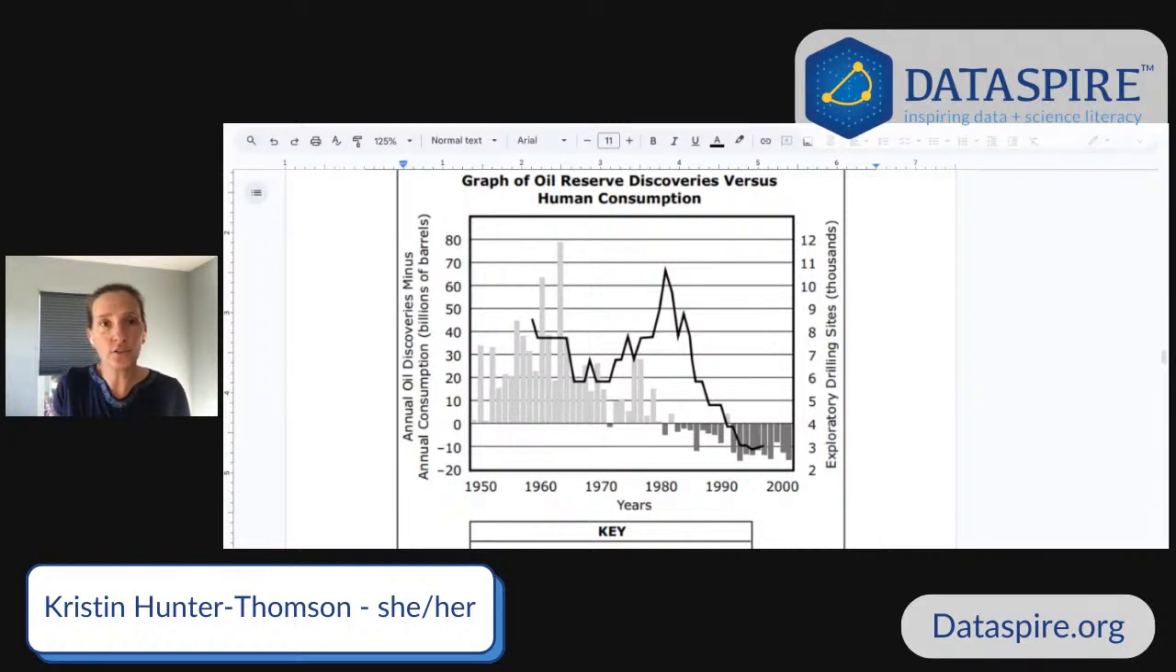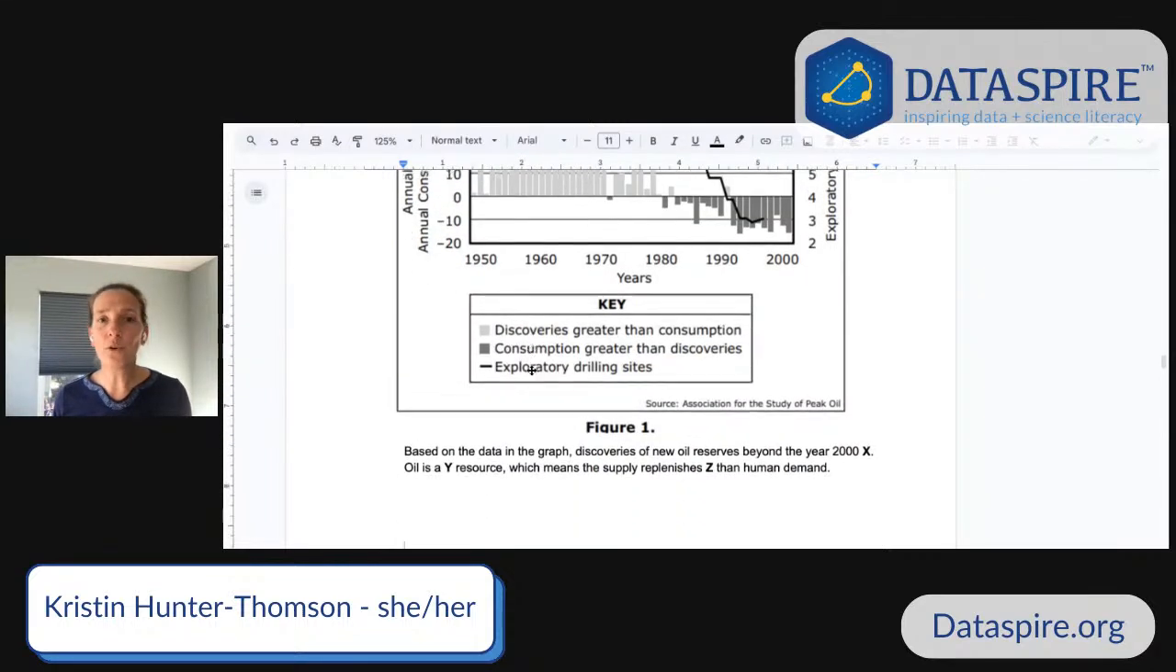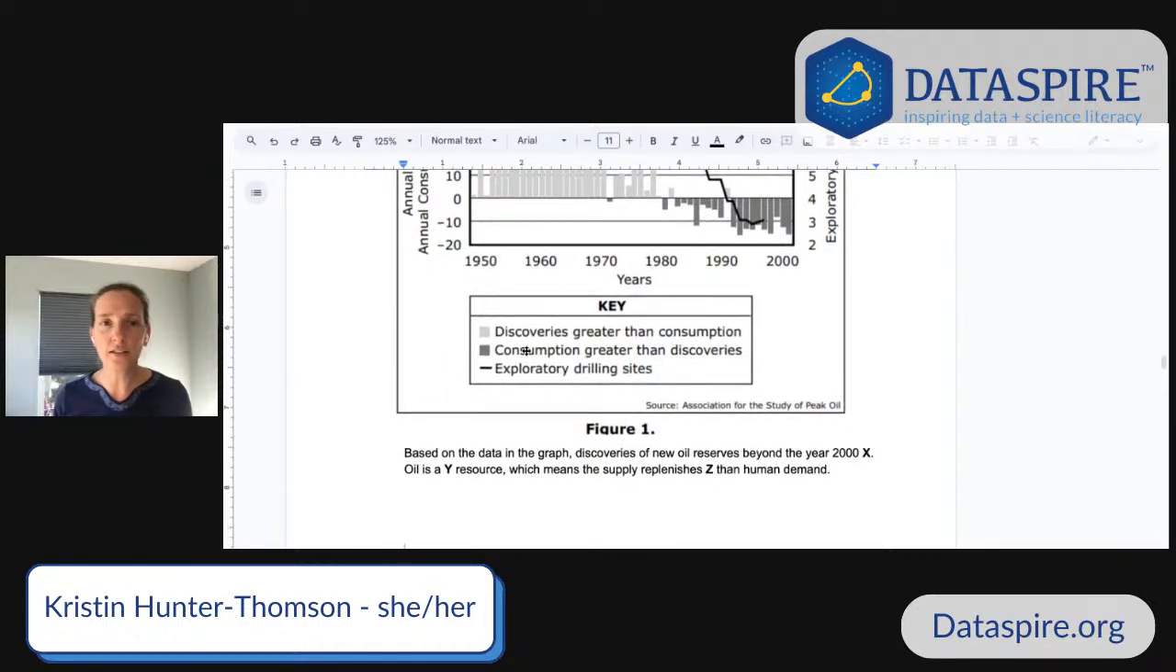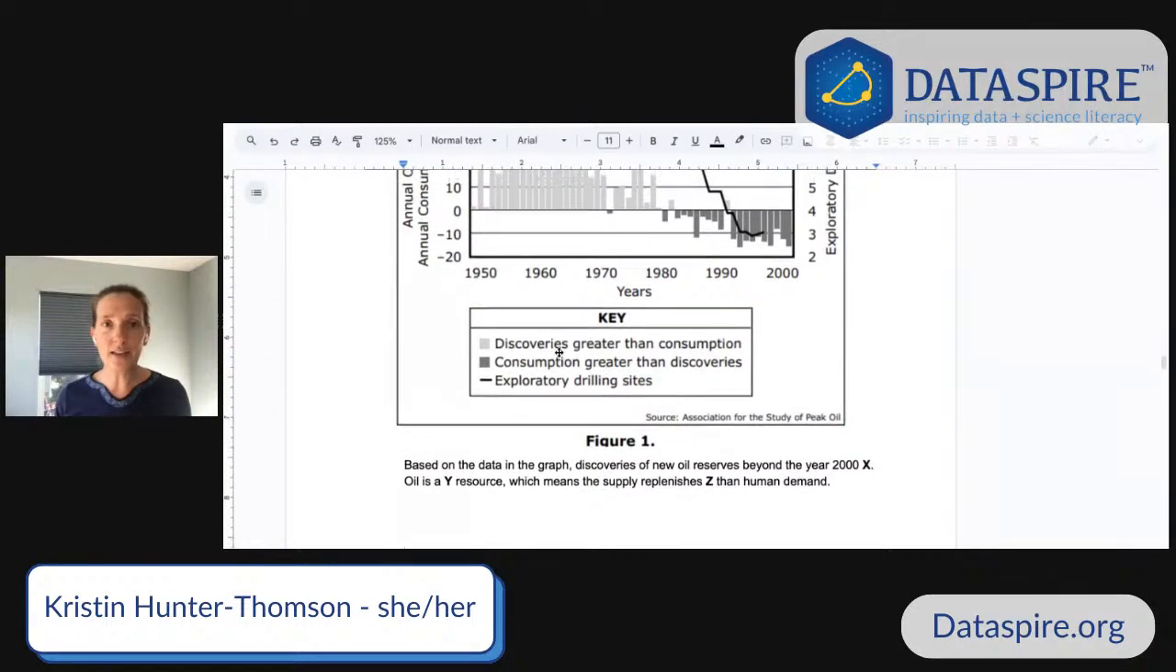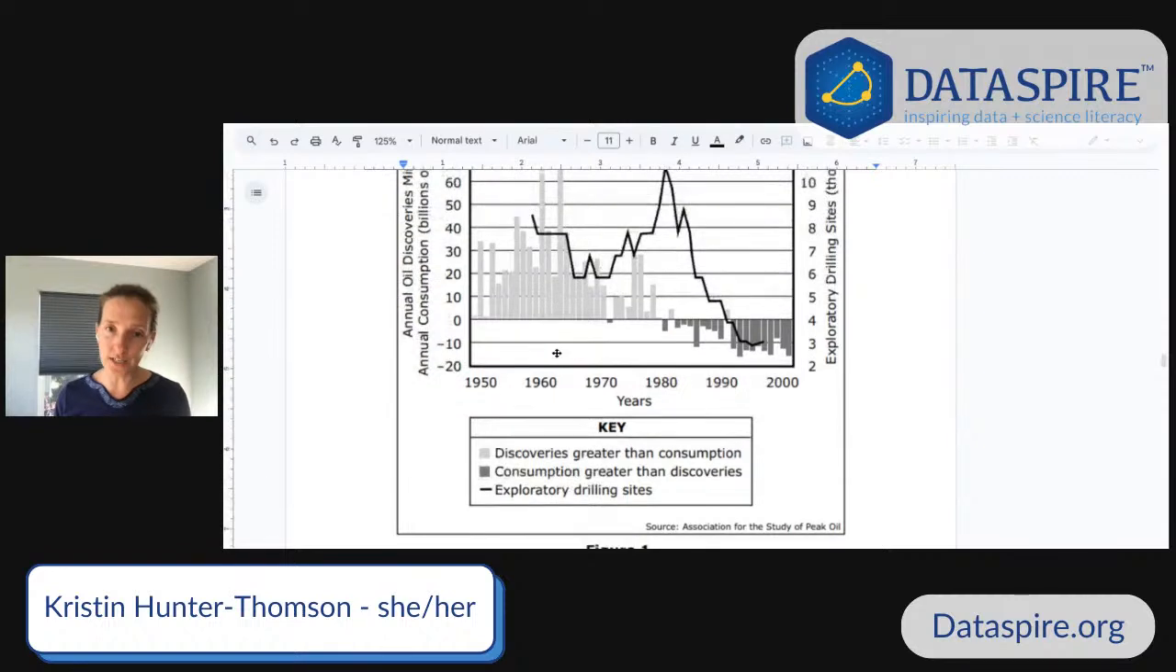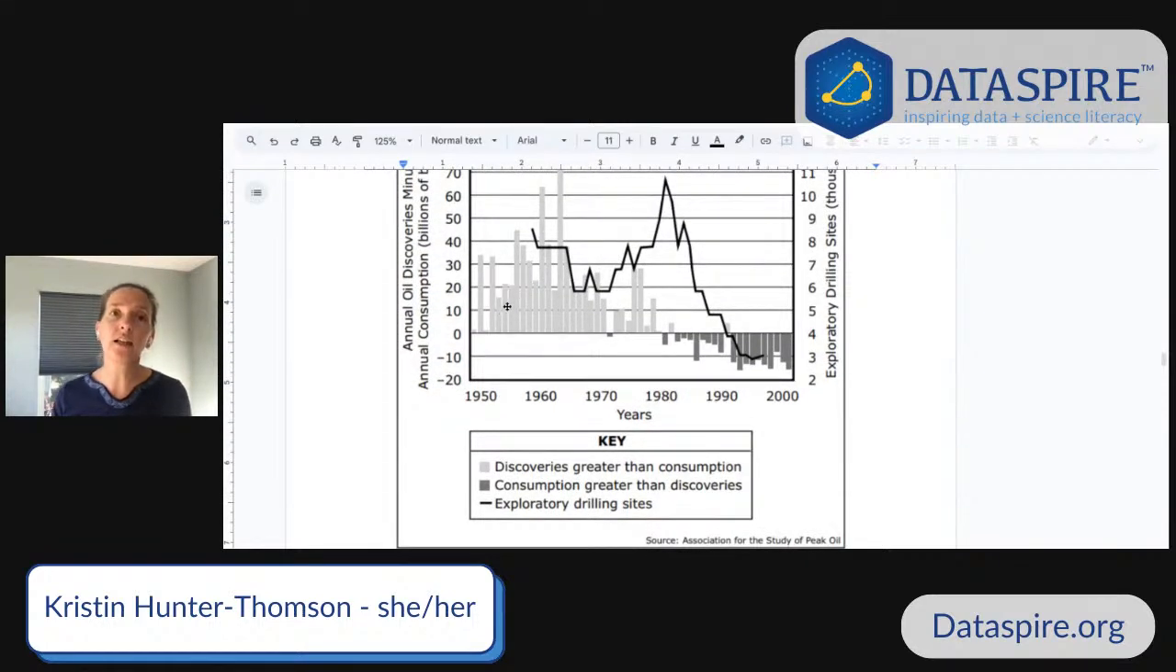Now, sharing extra information isn't always a bad thing, except we have to think about how much we are throwing at them cognitively. One more level of how much we're throwing at them cognitively is our key, in that the key is put in here to tell us that these light gray bars are discoveries greater than consumption, and the dark gray bars are consumptions greater than discoveries, which is what we were talking about, right? With that primary y-axis being a differential. So that's in the key, that's helpful.